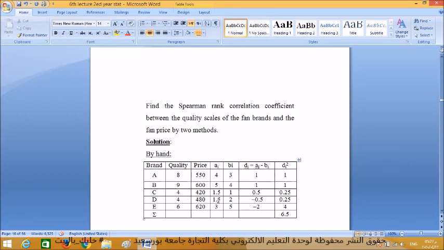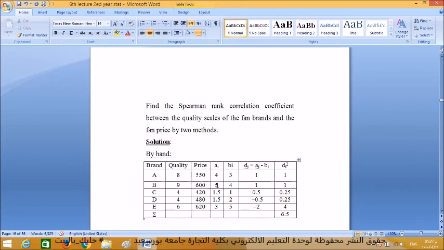Next, quality 6 is ranked as number 3 and number 8 is ranked as 4. Then the largest scale is 9, ranked as 5.